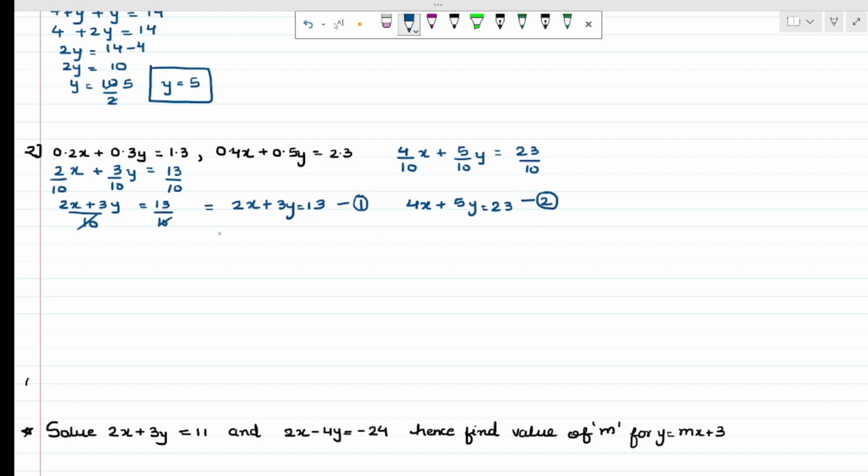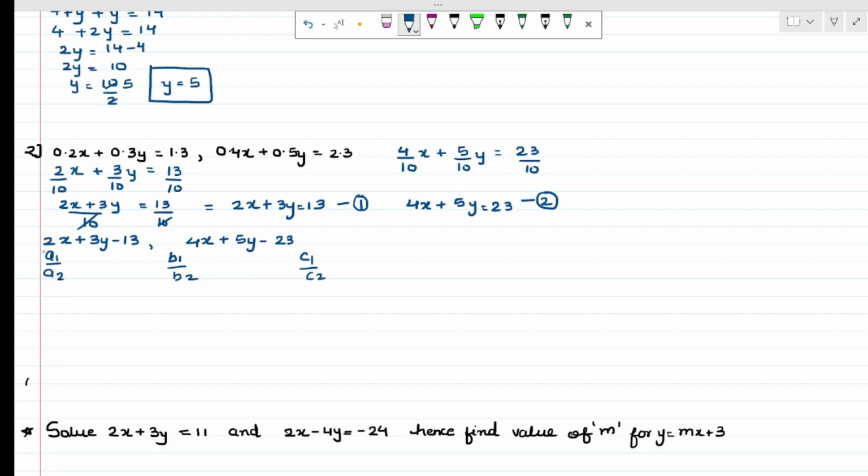Now, first step, convert them into your standard form. What does this equation become? 2x plus 3y minus 13. And the second one will become 4x plus 5y minus 23. Now, check whether it can be solved or not, like a1 upon a2, b1 upon b2, and c1 upon c2.